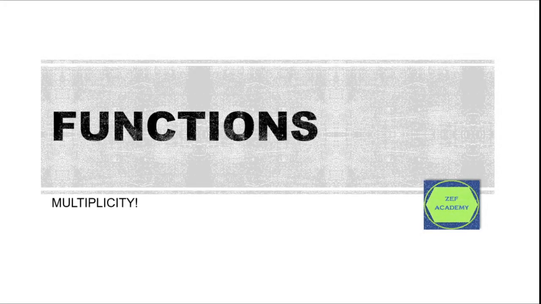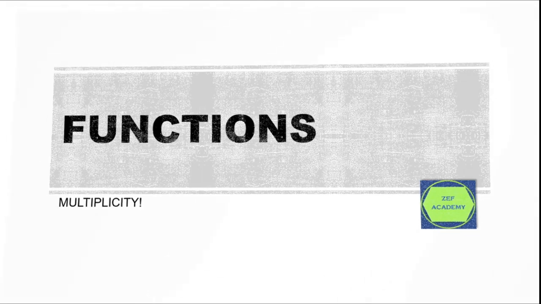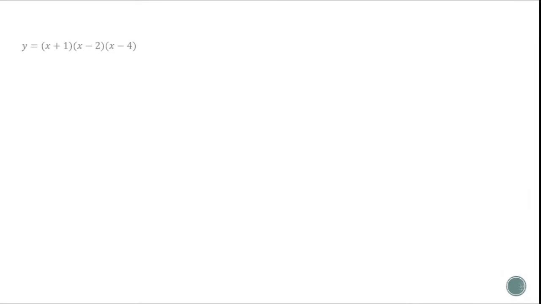Today we shall be discussing one important topic, that is multiplicity. Let's begin by taking one example of a function that is given here. When we talk about a function, we can say that the function has zeros at x equal to -1, x equal to 2, and x equal to 4. Multiplicity basically refers to the number of times that particular factor is appearing.